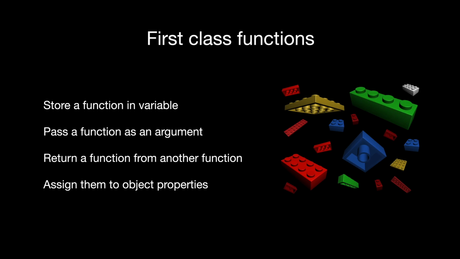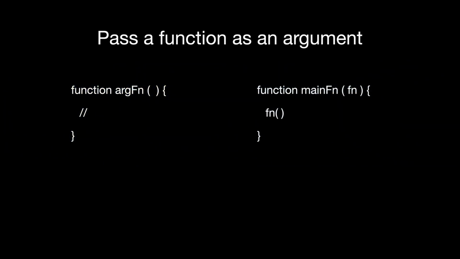Now let's see how to pass a function as an argument. So first we have a function which we named as arg function, and we are going to pass this function as an argument to a main function. Okay? And our main function is going to execute this arg function. So this is how we are going to call it. Inside main function, we are simply going to pass argument function.